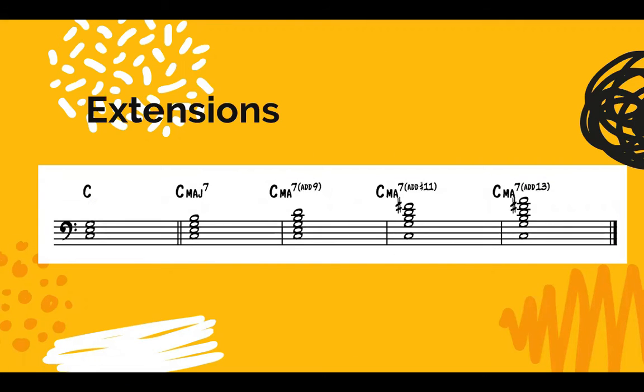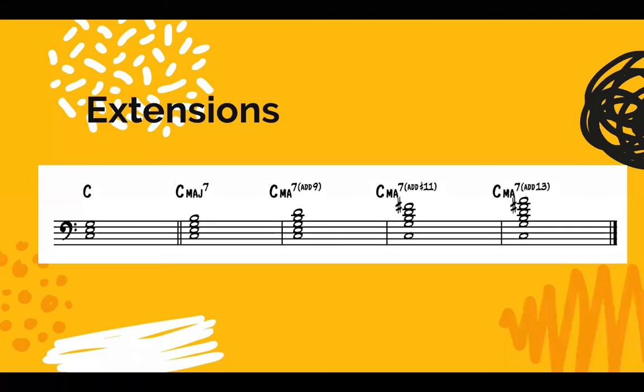So you can see here we've got extensions, right? Anything that is a triad can always be built above that triad. So changing a simple C major to a C7, you hear that extra note that gives it a little bit of extra color, right?